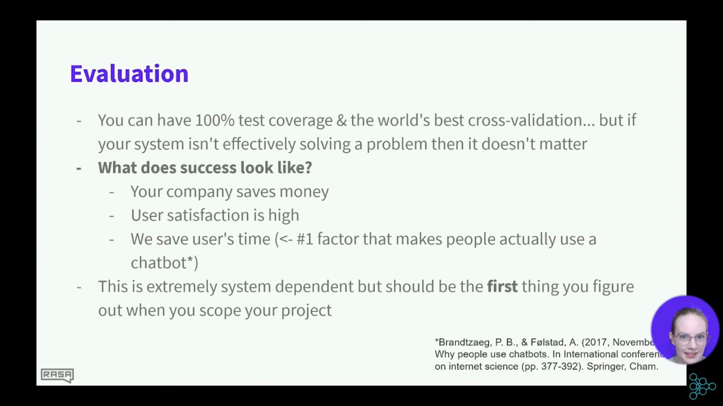So you can have 100% test coverage, in theory, and also fantastic cross-validation. But if your assistant can't have the conversations it needs to be having for whatever reason, it doesn't matter, right? You've just wasted a lot of engineering effort. So what success looks like for a specific assistant is really going to depend on the situation where that assistant or that chatbot is deployed.